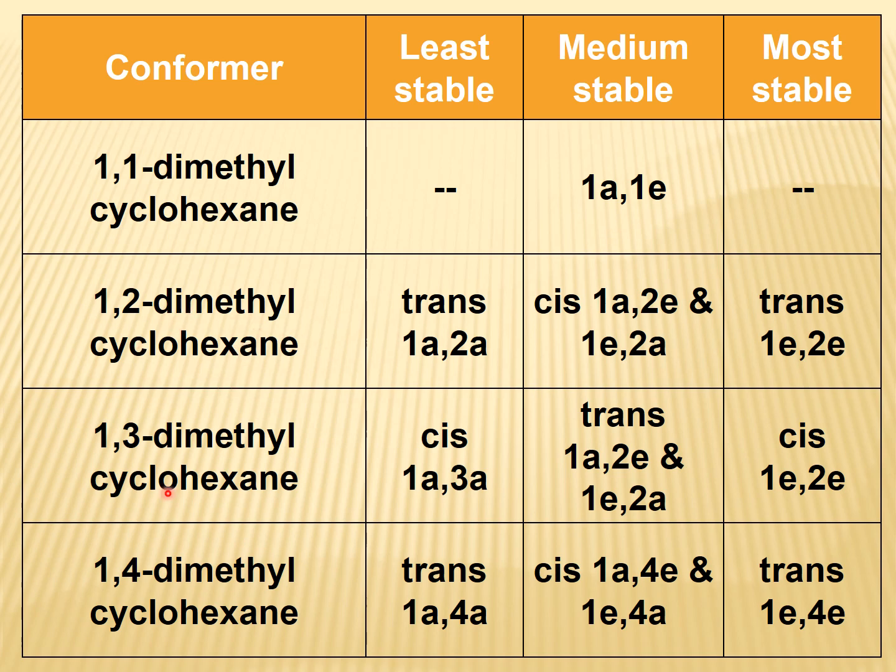Out of them, in 1,2 and 1,4 the trans AA has least stability, the trans EE has more stability. In 1,3 the cis AA has least stability, the cis EE has more stability. Similarly, medium stability: in 1,2 and 1,4 both the cis isomers have medium stability, and in 1,3 the trans isomer has medium stability. So this is the conformational analysis of ethane, butane and cyclohexane and substituted cyclohexanes.